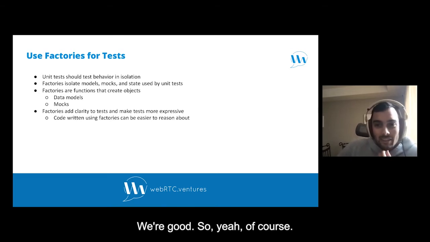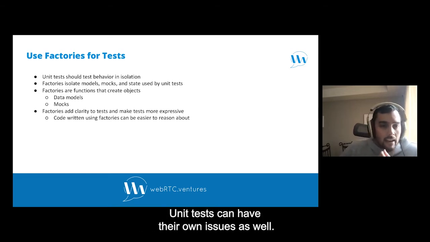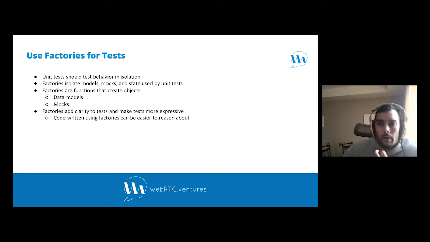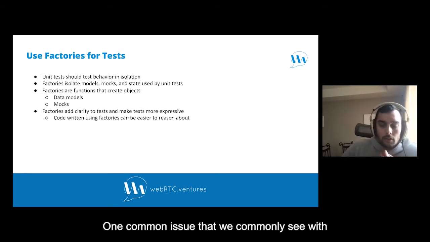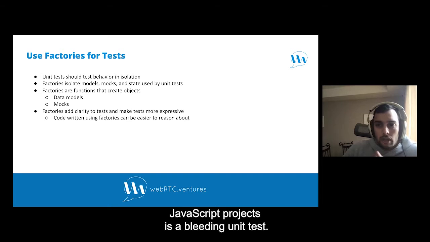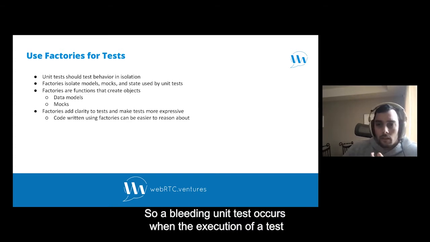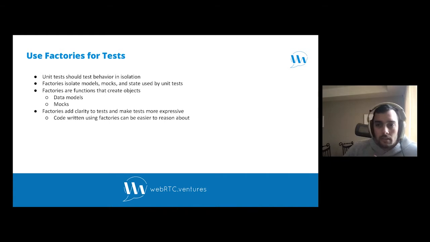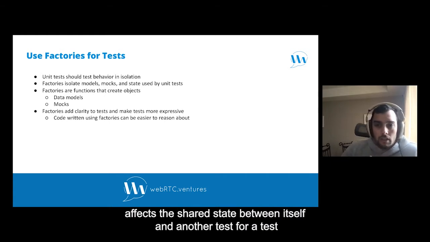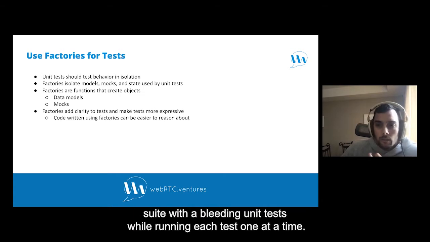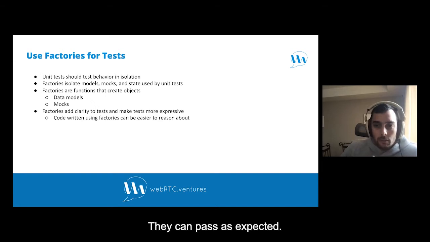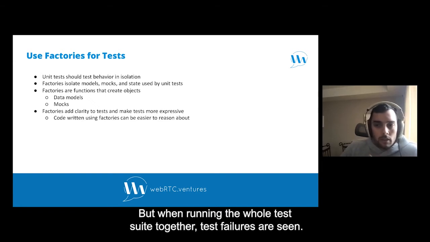We're good. So yeah, of course, unit tests can have their own issues as well. One issue that we commonly see with JavaScript projects is bleeding unit tests. A bleeding unit test occurs when the execution of a test affects the shared state between itself and another test. For a test suite with a bleeding unit test, while running each test one at a time, they can pass as expected, but when running the whole test suite together, test failures are seen.